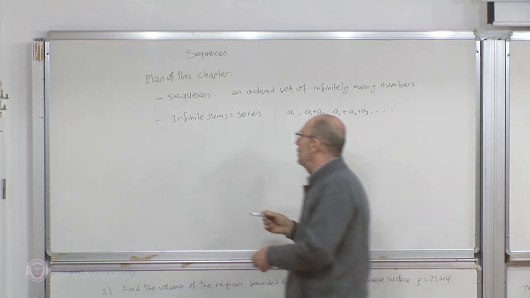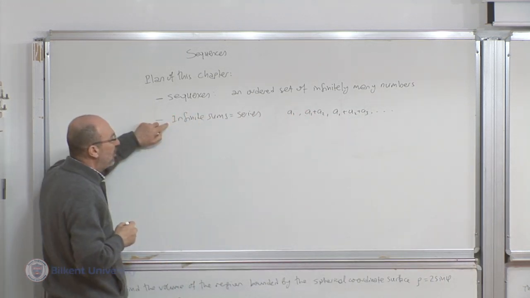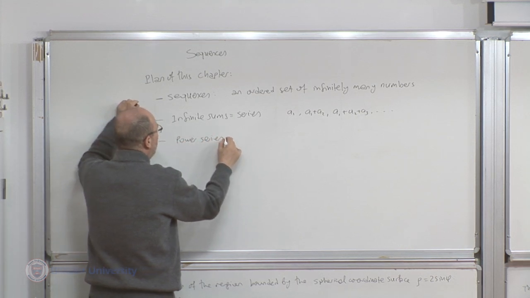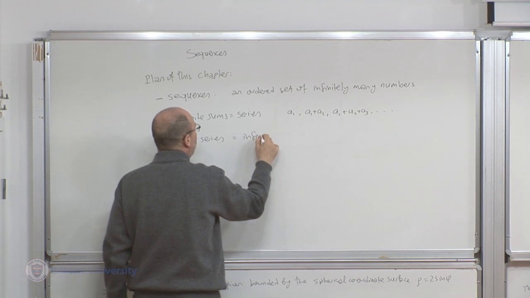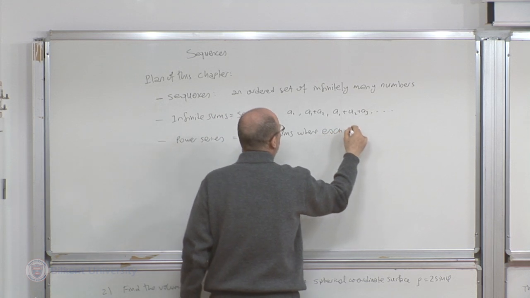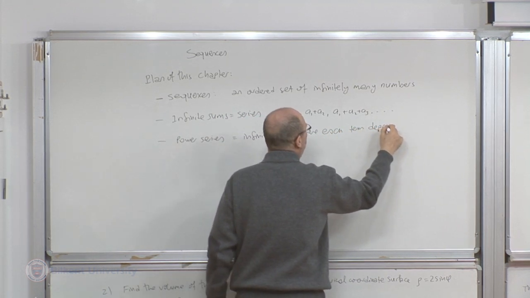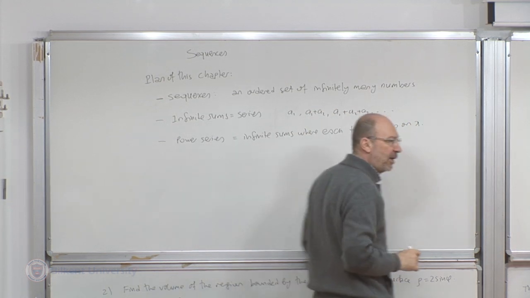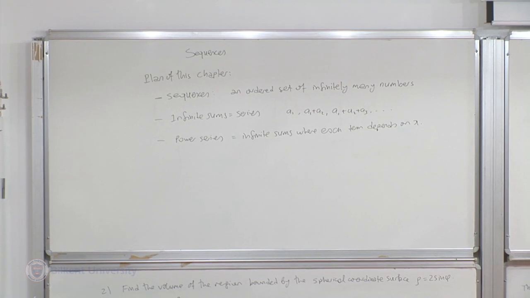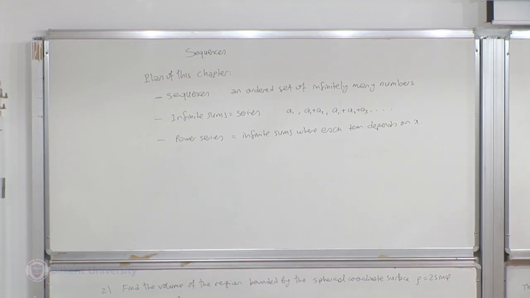Okay, once we have this understanding for numerical infinite sums, we'll look at power series. So these are infinite sums where each term depends on x, let's say, on a variable. Okay? By changing the variable, you change your infinite sum. So for certain values of x, the infinite sum will add up to a number. For certain other values, it will not add up to a number. We'll try to understand this.